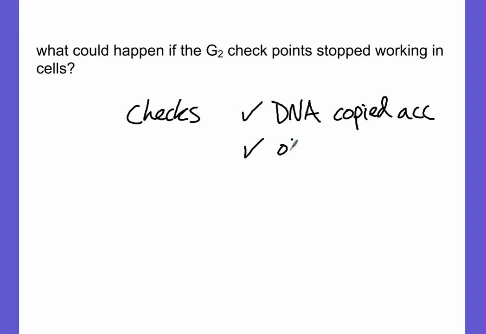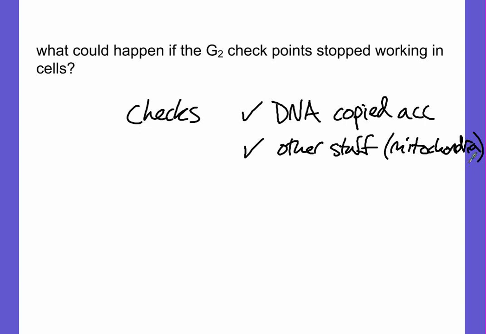There's lots of other stuff that needs to happen. Specifically, I mentioned the mitochondria. You need to have all the organelles that would be necessary for that new cell. So you might need to make some new mitochondria and whatever else for that new cell. So there's lots of checkpoints. Most importantly is that DNA copied accurately or not.